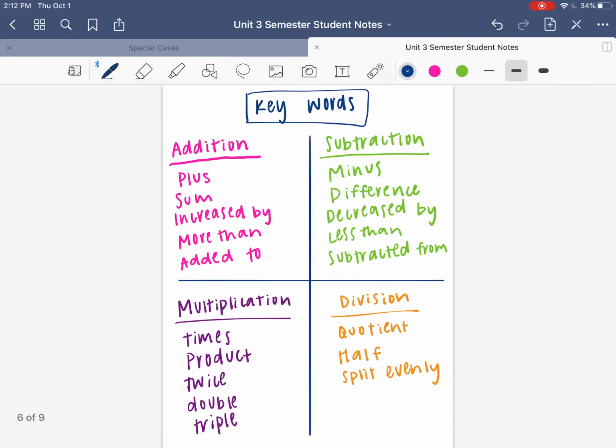For multiplication, words like times or product, and then any of those words that have special meaning like twice, meaning times 2, or double, times 2, triple, times 3. And then division, words like quotient or half or a third, words like that are usually signaling division. Another kind of common one is when we say something was split evenly. So that's a pretty common division word. If you'd like to write these down, feel free to pause and add them to your notes. But I will also make sure that you have access to a digital copy of this too.